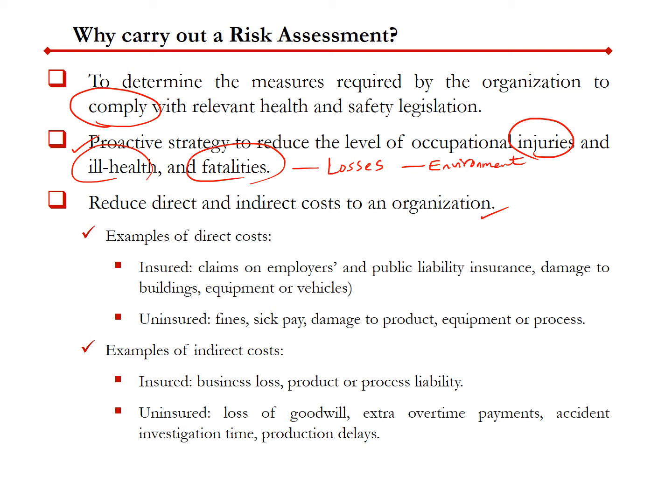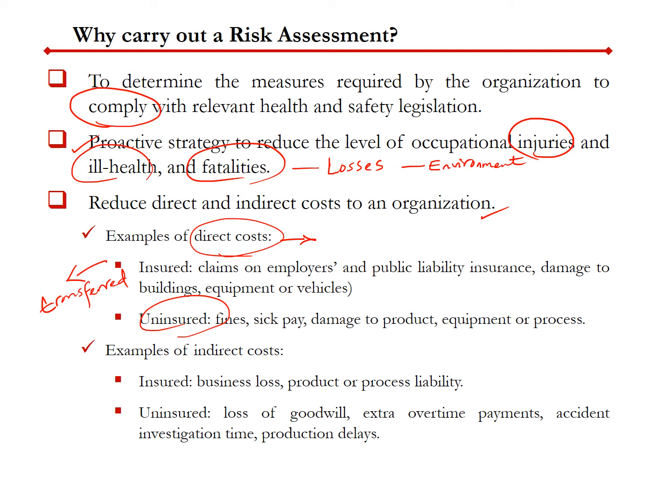Direct costs could include insured costs. These are claims on employers, public liability insurance, damage to buildings, equipment, or vehicles. All these are insured. They are direct costs. Direct costs means that you can easily measure them. You can determine their worth, their value. Some of them could be insured, in the sense that you pay insurance for this, and you could claim this from the insurance company. In this case, you are transferring the risk. It means the risk could be transferred to the insurance company once it is insured.